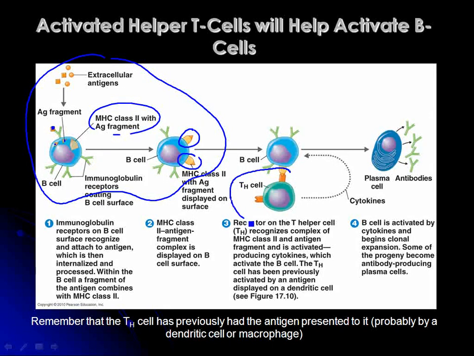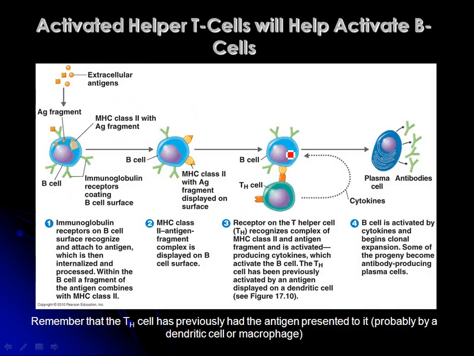Okay, now here's your helper T cell. Now we just saw how this helper T cell saw that same antigen because it was presented to it by a dendritic cell or a macrophage. Only the T helper cell has to have seen that antigen before to be activated itself. And only when it's activated will it wander along and find the B cell that's presenting that same antigen to it. Okay? So here you see the B cell that's seeing the antigen, the helper T cell that saw the antigen presented to it by a dendritic cell or a macrophage. They're now getting together.